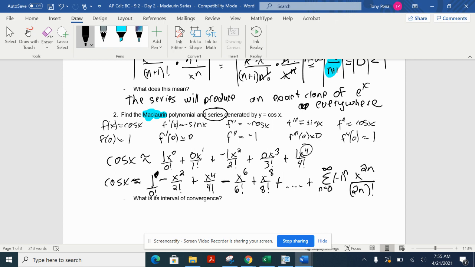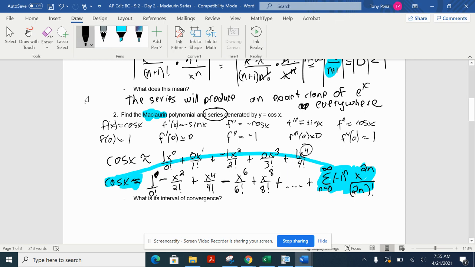Now that we have that series, that's why it's now legal to use an equal sign, because saying that this is our general term, starting at 0 through infinity, this does, in theory, give us every single term to represent the cosine function.